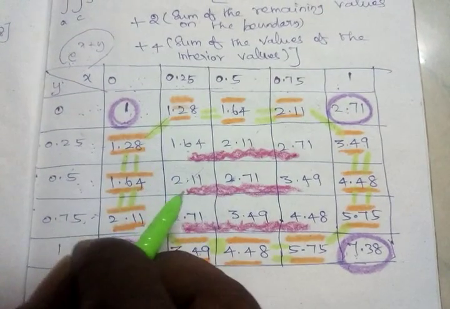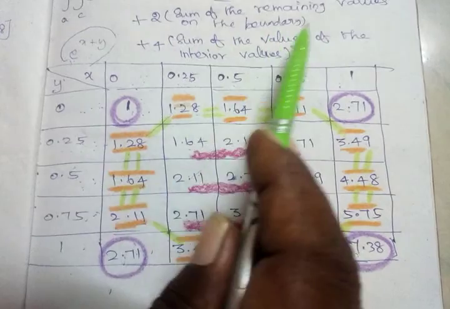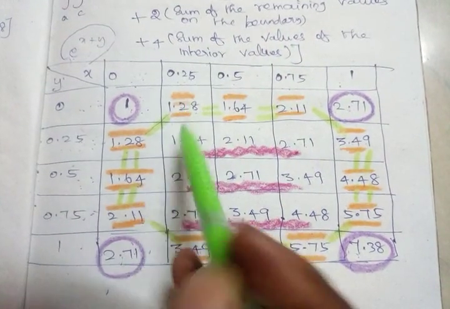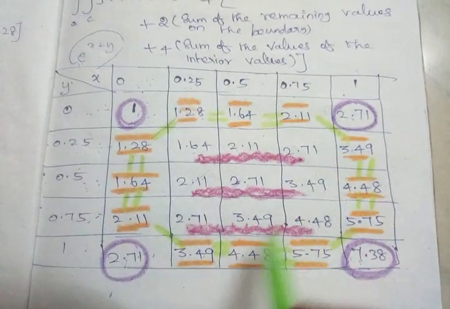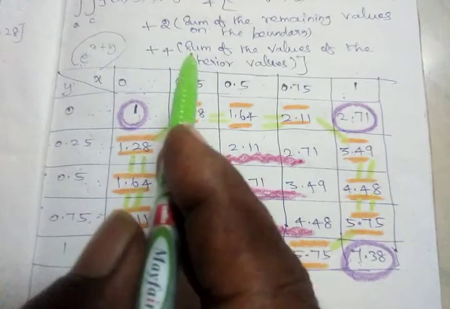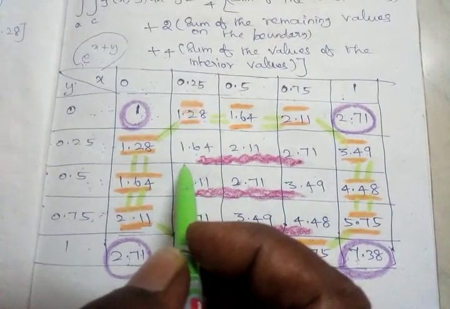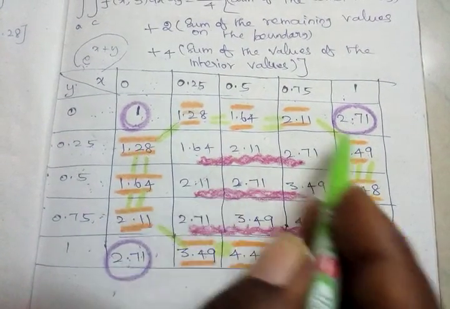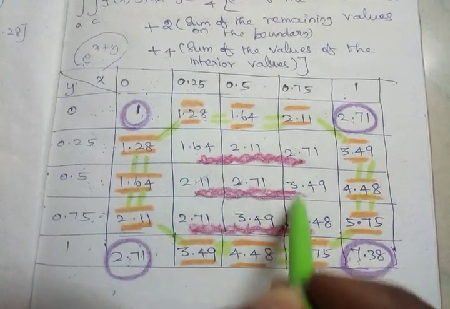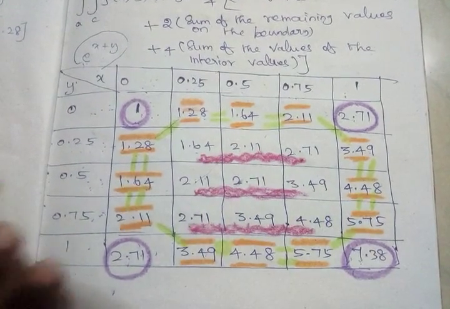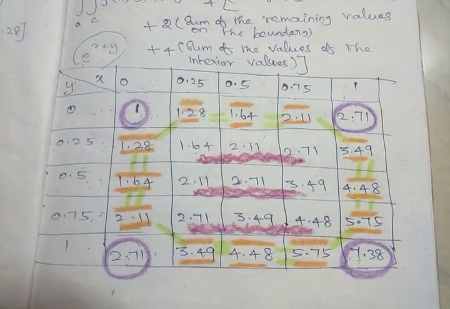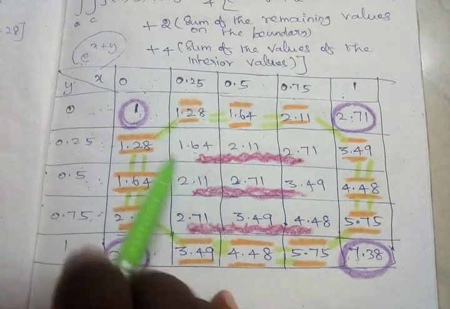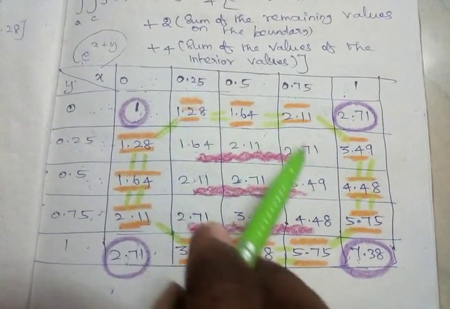Okay. And the next one, 2 into sum of the remaining values on the boundaries. So except these 4 corner values, all the values are boundary values. And the next one, 4 into sum of the interior values. So except the corner and boundary values, all the 9 values are called the interior values. So I am going to split the values into 3 types. 1, interior values. There are 9 values which are interior values.